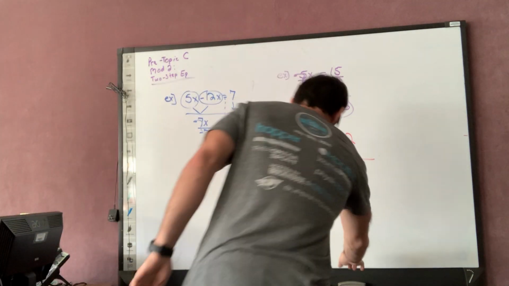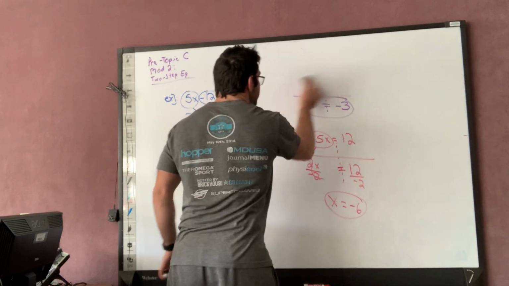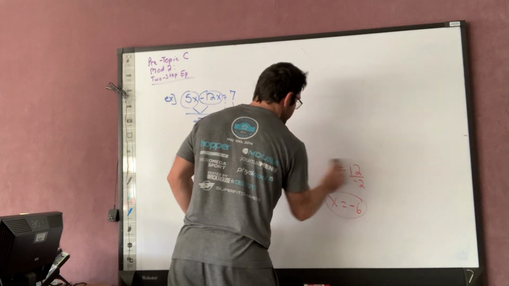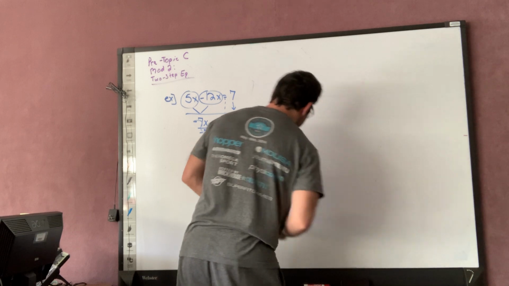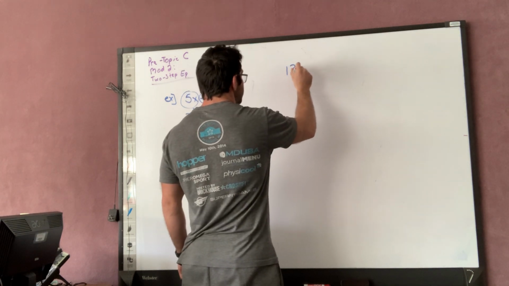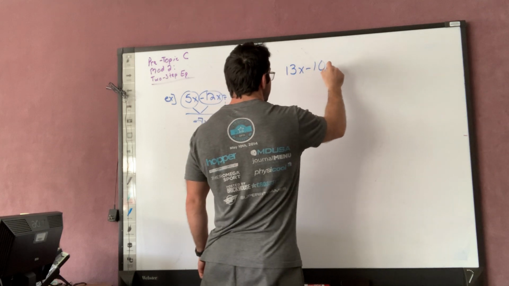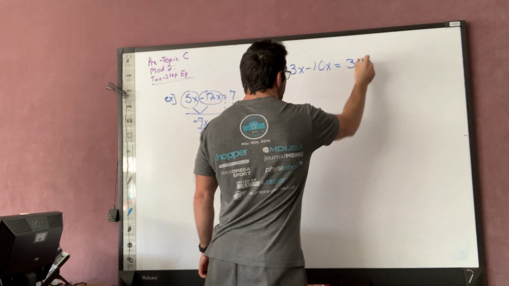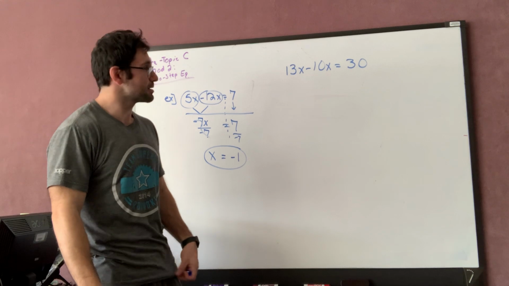So try this one on your own. I'm going to write it. You're going to do it. You're going to pause it once I write it down. Solve it. Come back. So let's go. 13x minus 10x equals 30. Go ahead and pause it.